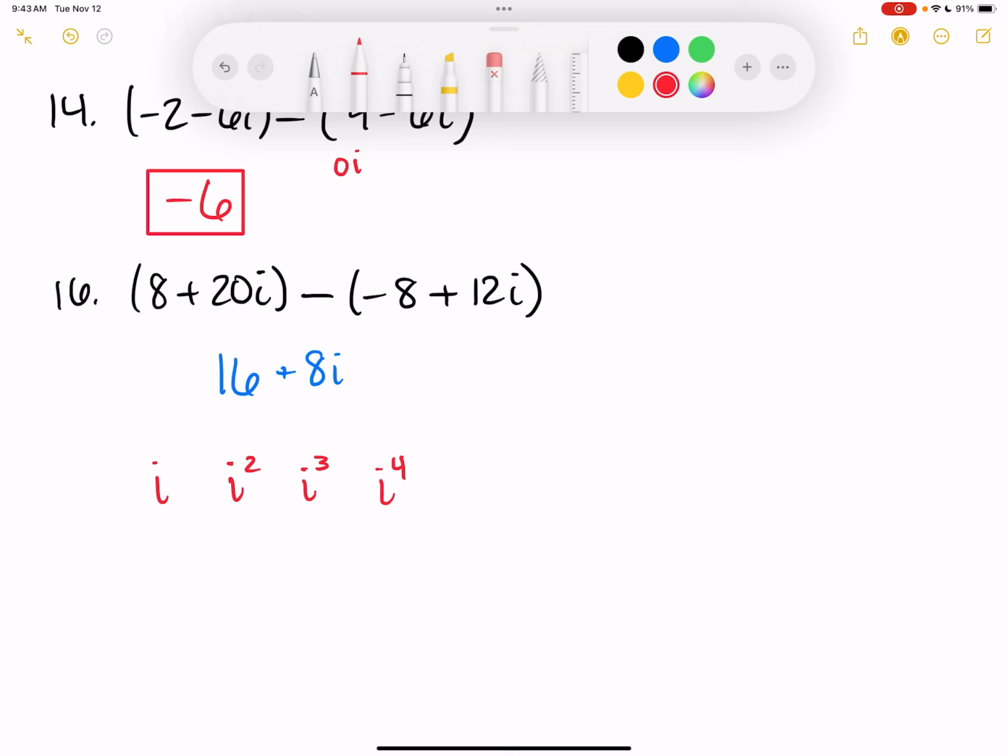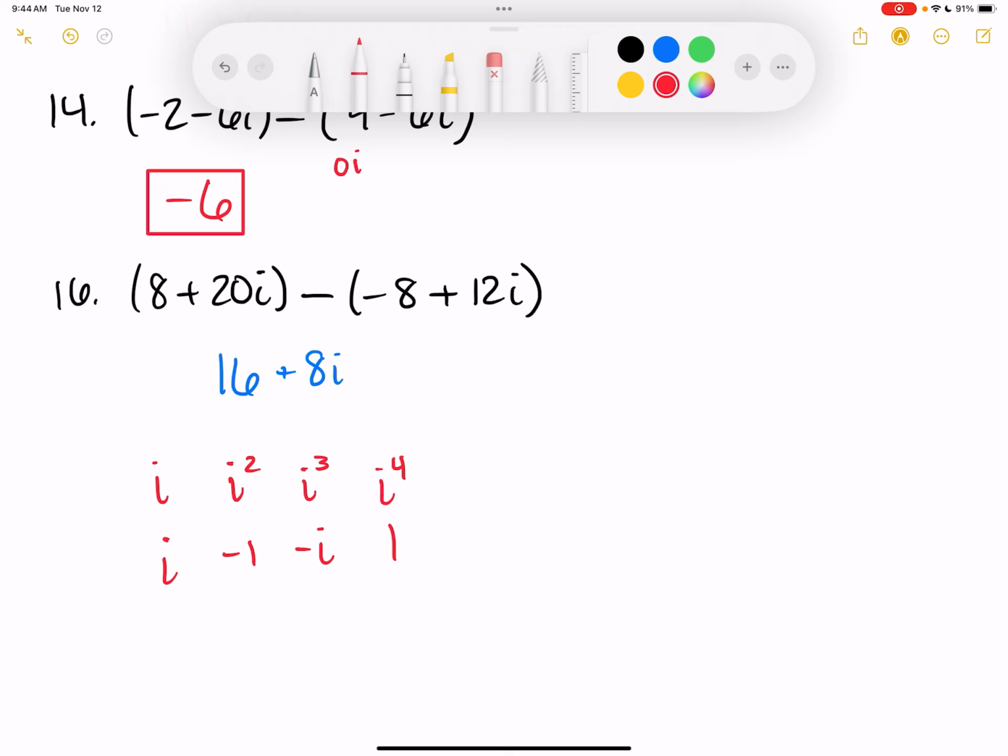Yes. Okay. So i is just i. i squared is negative 1. i cubed is negative i. And i to the fourth is 1. So I could give you something like i to the 27th, and with knowing just this piece of information right here, you could tell me what that's equal to. i to the 27th. Negative i. Right? It's a pattern.